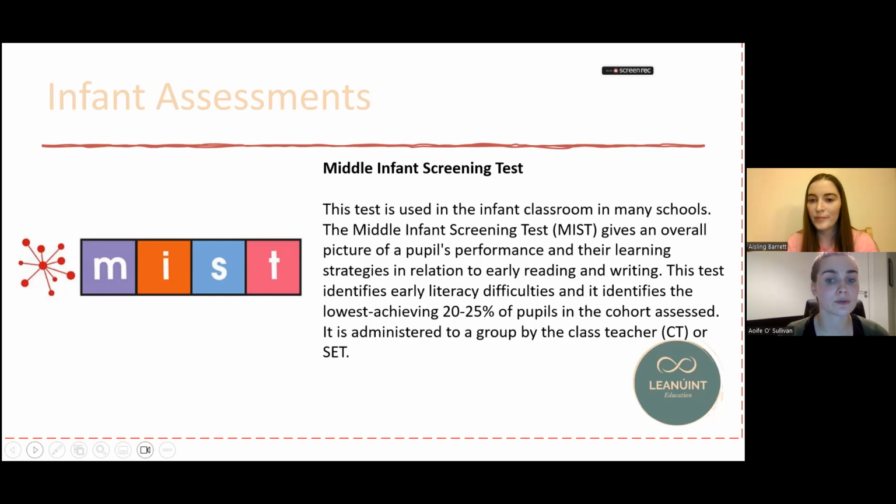It's administered to a group, which means that it's faster to administer, and hence why it is used in a lot of infant classes. And it can be administered by either the class teacher or the special education teacher. Some schools have policies whereby it's always a set teacher that administers the MIST, whereas in others it might be the class teacher or whoever's available at that particular time. The MIST is quite a broad test, so it's often used just as a screener to identify the children with early literacy difficulties in the infant classroom.